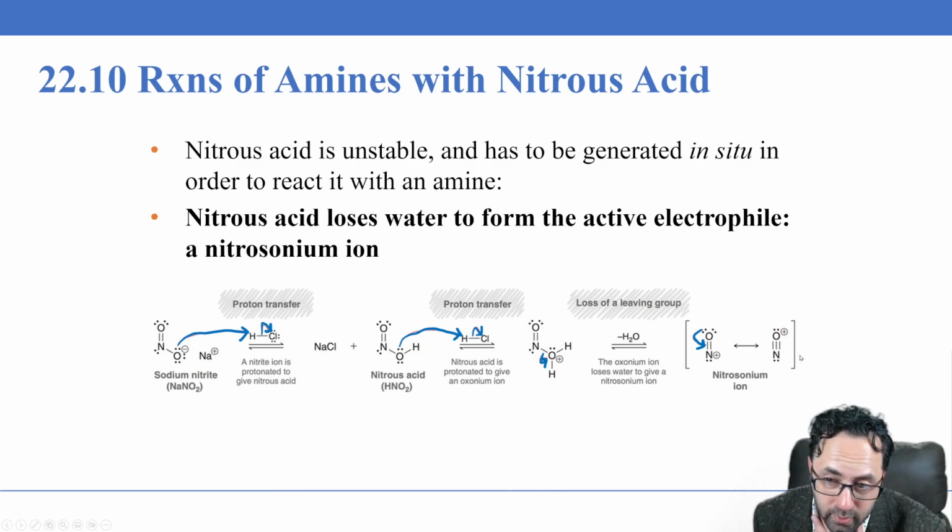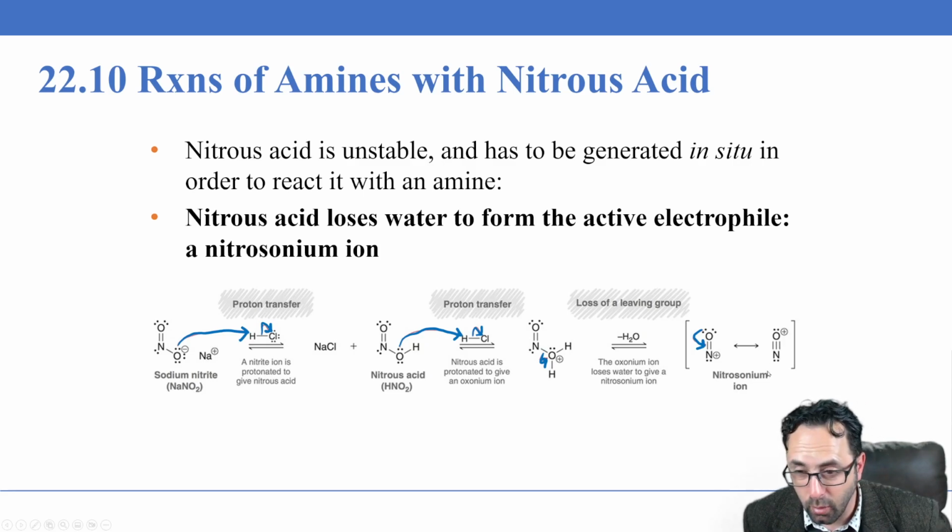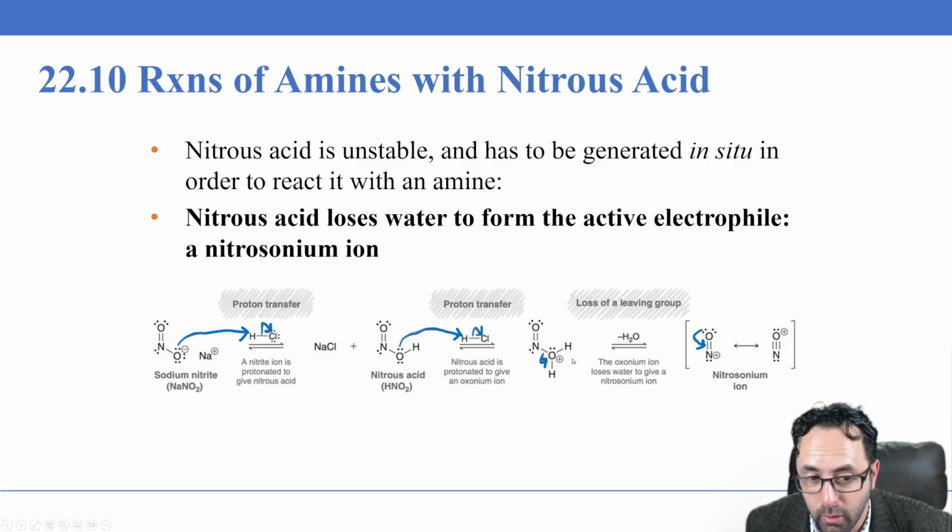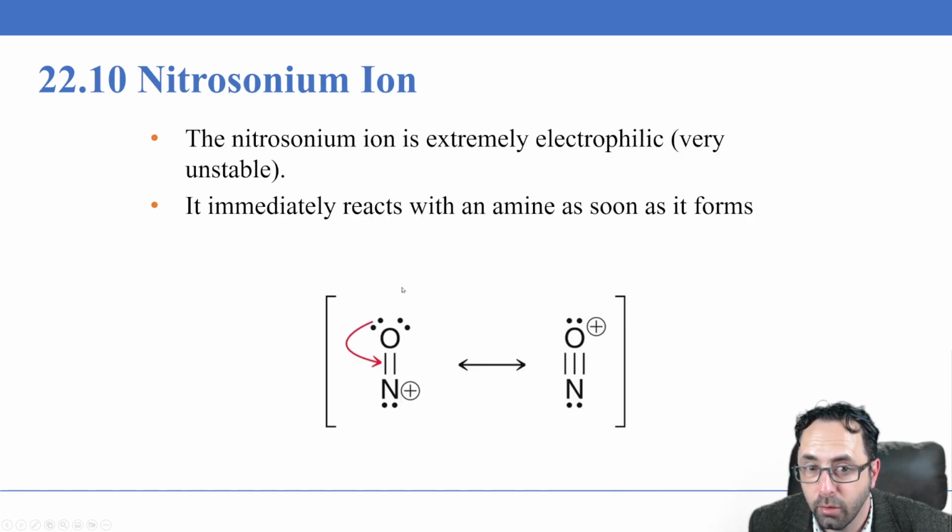And this is referred to as a nitrosonium ion. The nitrosonium ion is going to be the active reagent when you're reacting with nitrous acid. The nitrosonium ion is extremely electrophilic, making it unstable, meaning very reactive. It will definitely attract electrons from wherever it can get them. It will react immediately with an amine as soon as it forms.